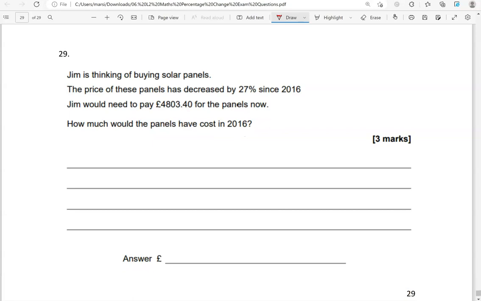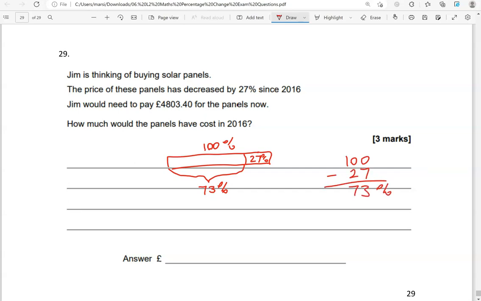Jim is thinking of buying solar panels. The price of these panels has decreased by 27% since 2016. Jim would need to pay £4,803.40 for the panels now. How much would the panels have cost in 2016? So the 2016 price is the original 100% price, which we don't know, but there's been a decrease by 27% since then. So what's left is 73%, because 100 take away 27, that is 73. So 73% is equal to £4,803.40. What is 100% equal to?